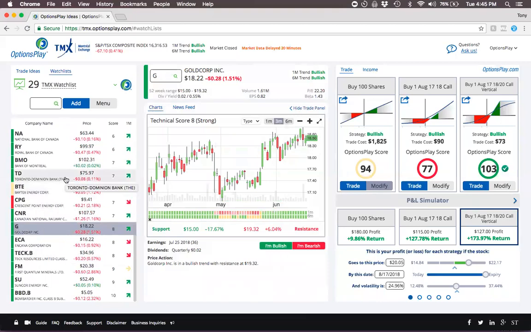So with that, what I want to do is go back to some of these examples and show you, based on these views, how do you actually profit from them? How do you actually trade them? And that's really where the power of OptionsPlay comes in.